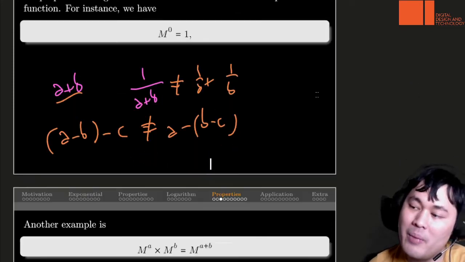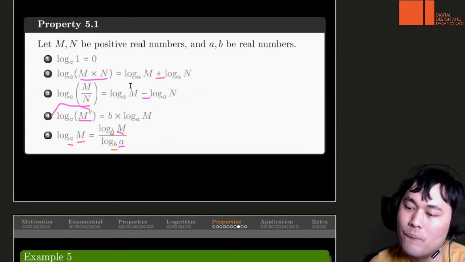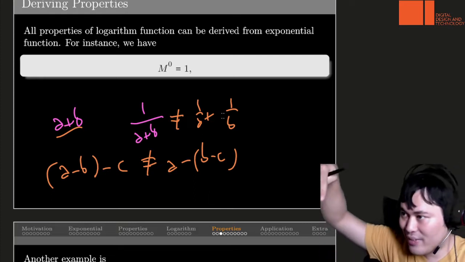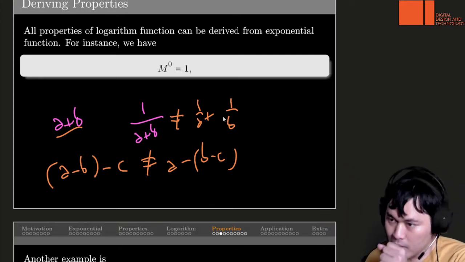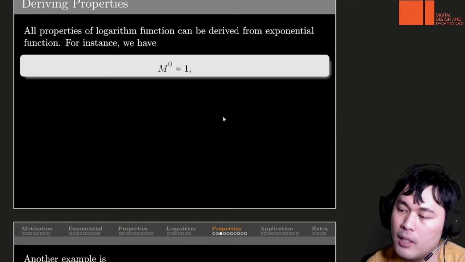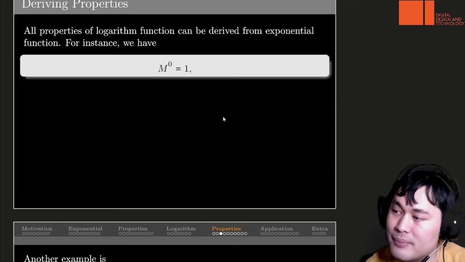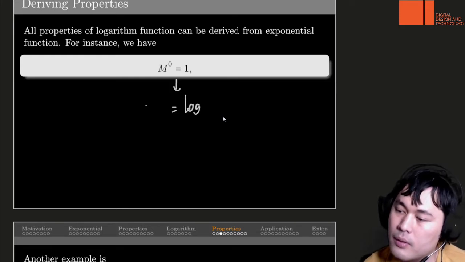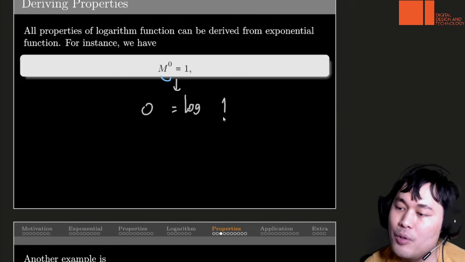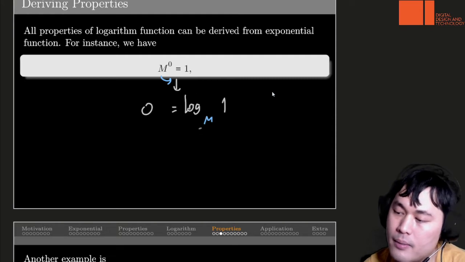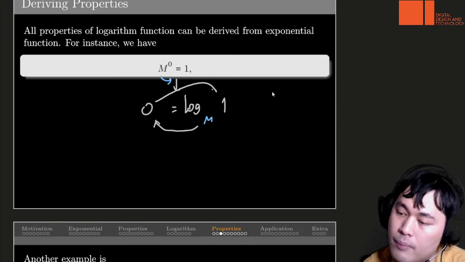But to make sense of all these properties, we have to go back to the definition of exponential and walk back to the logarithm. We have to derive that from what we already have. For instance, we have m to the power 0 is 1. And that means we can conclude, keep 0, keep 1, and move m to the other side to get this property. Recall that this means we raise m to the power of 0 to get 1.